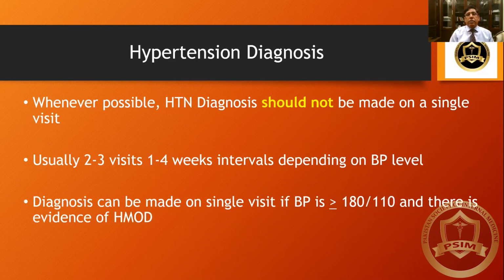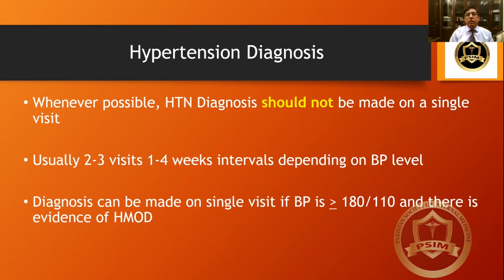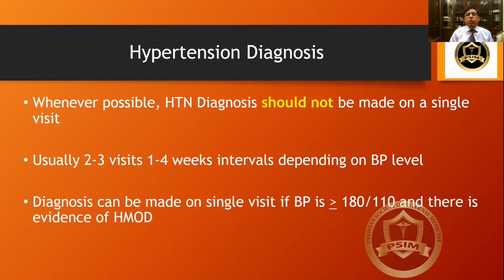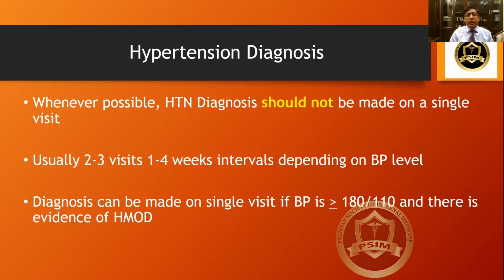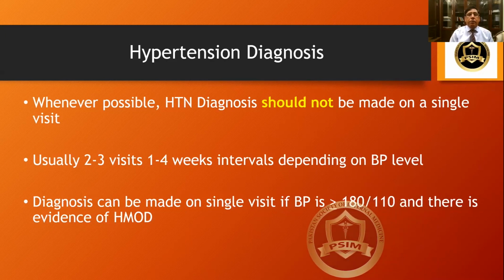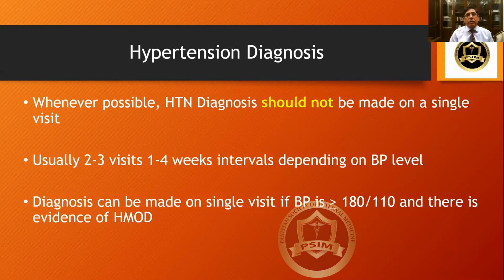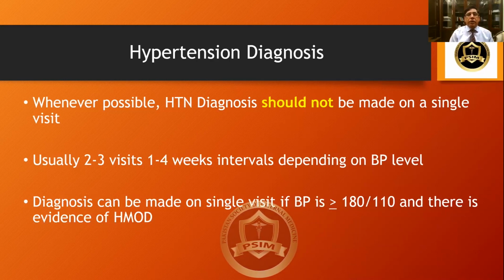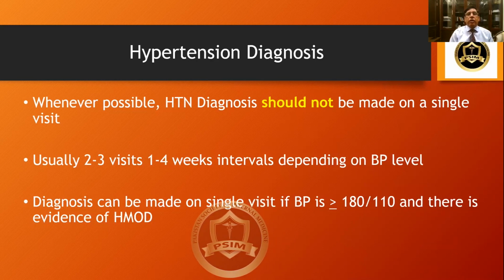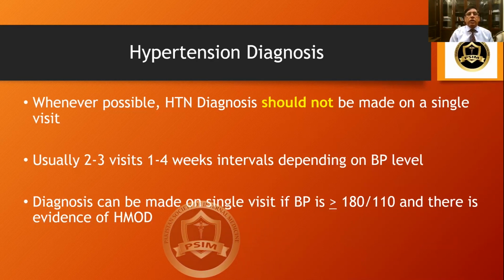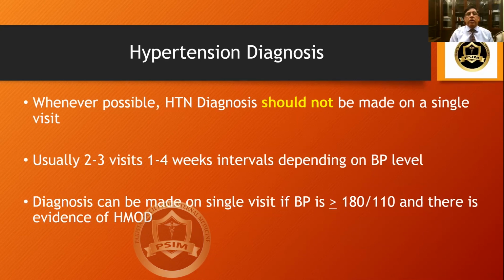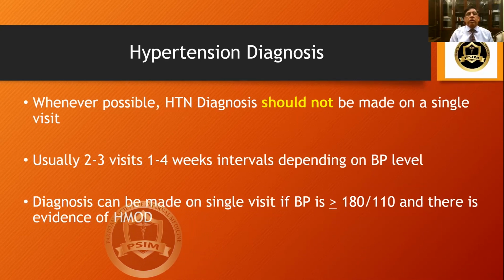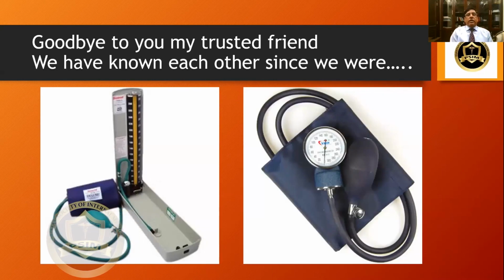The diagnosis can be made on a single visit if the blood pressure is 180/110 or more, and there is evidence of hypertension mediated organ damage. So if that is the situation, you need not go for a repeat visit or recheck. You can make a diagnosis and plan a strategy accordingly for drug treatment or whatever intervention you feel necessary.